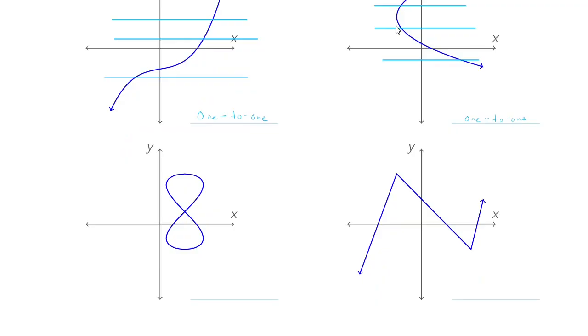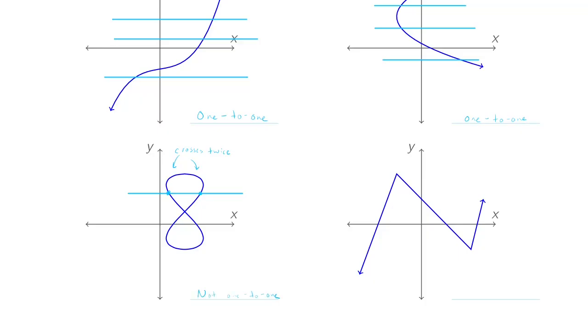Remember, to rule out our relation being one-to-one, we only need to find one horizontal line that crosses it twice or more. So this horizontal line crosses this graph at this point and this point. And so we see that this relation is not one-to-one.